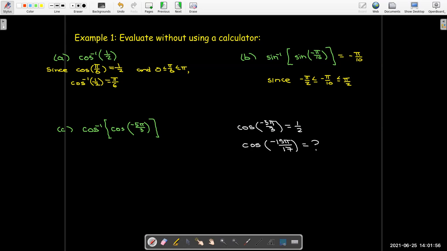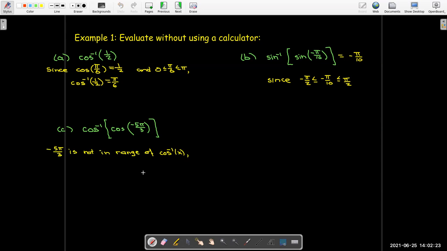Well, there is no nice expression for negative 15 pi over 17, and using a calculator is going to pose a lot of potential issues. So what we're going to do instead is recognize, look, how would I even calculate cosine of negative 5 pi over 3, whether I'm using a calculator or not?